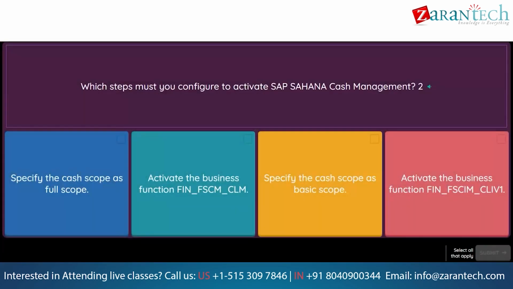Question: which steps must you configure to activate SAP S/4HANA Cache Management? Option 1, specify the cache scope as full scope. Option 2, activate the business function fin_FSCM_CLM. Option 3, specify the cache scope as basic scope. Option 4, activate the business function fin_FSIM_CLIV1.